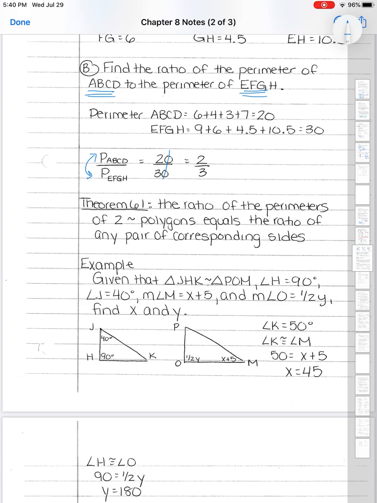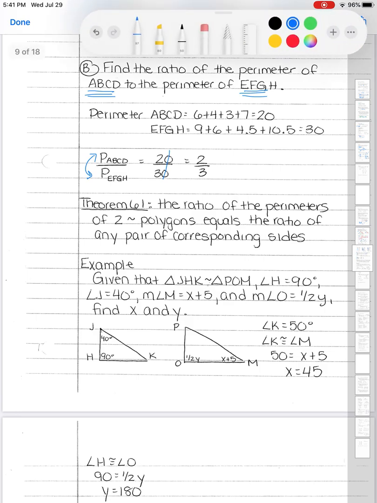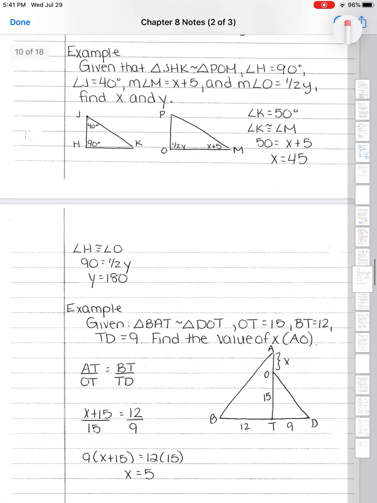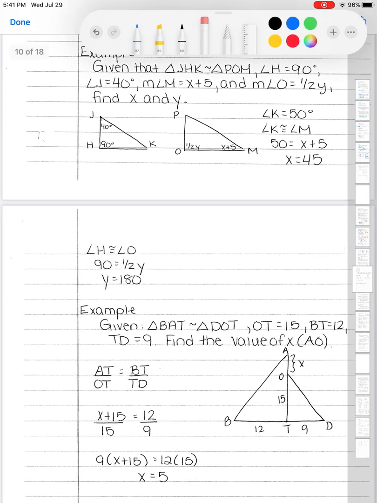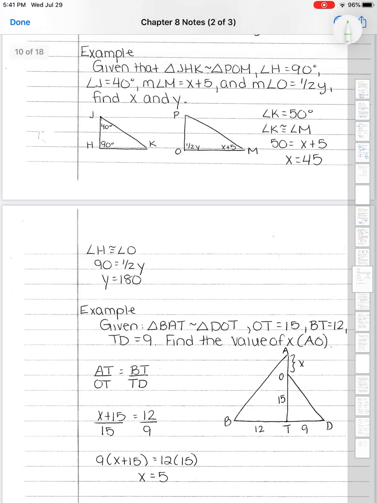Now, when you're asked to find the ratio of the perimeters of your figures, well, we have all the sides for A, B, C, D, so I'm going to add them up. I get 20. I now have all the sides of E, F, G, H, which gets me 30. And if I want the ratio of the perimeters, it's telling me the order, so I want ABCD over EFGH. So make sure you're writing it correctly, and you get 20 over 30, which the zeros cancel, and you end up with 2/3, which is funny because that's the same as the ratio of the sides.